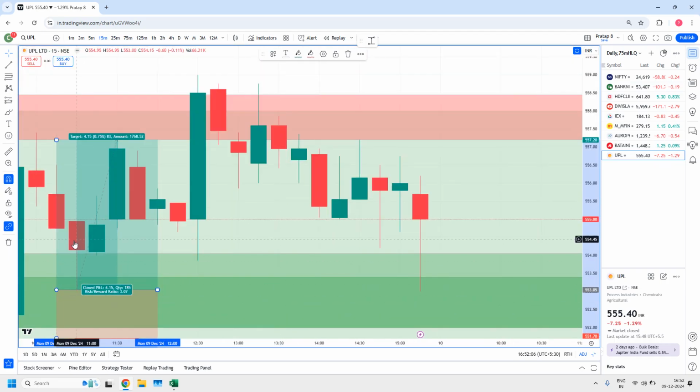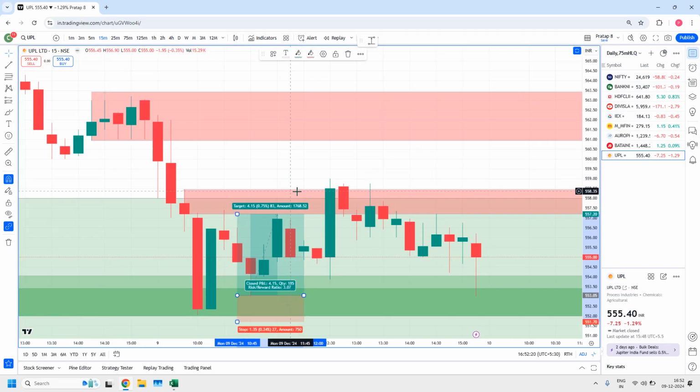But luckily, what happened today? The prices entered a little inside than the entry we defined. That means our trade is triggered here, executed, and then reached the target. This is the way you got two successful trades.